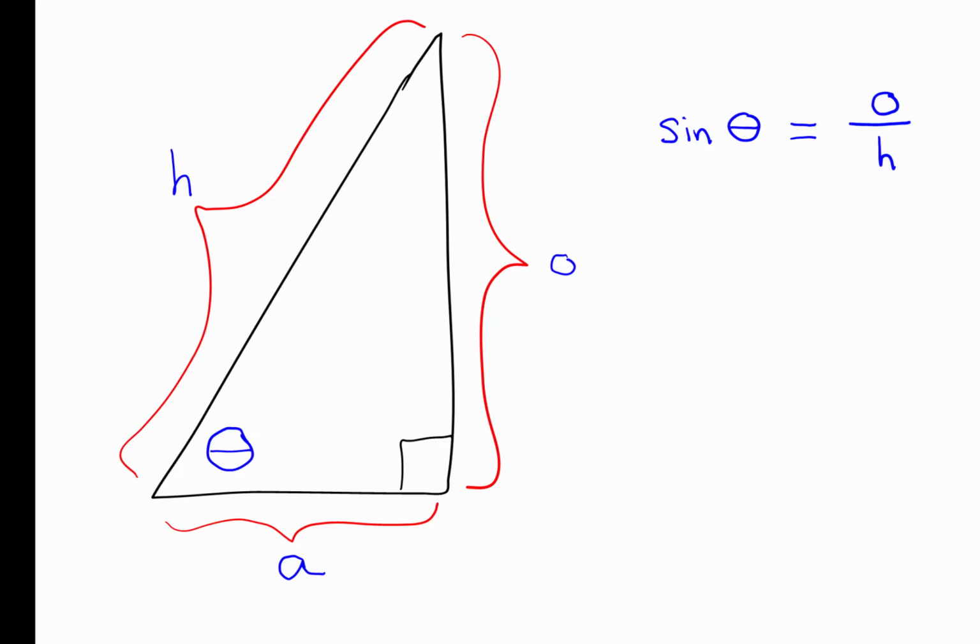And if you look at the ratio of A to H, that is, if you divide the length of the adjacent side to the angle by the length of the hypotenuse, then that number is also quite useful in maths. We give it its own special name. It's called the cosine ratio of the angle theta, and is written like this. And finally, the ratio of O to A is quite important too. That's called the tangent ratio of the angle theta, and is written like this.